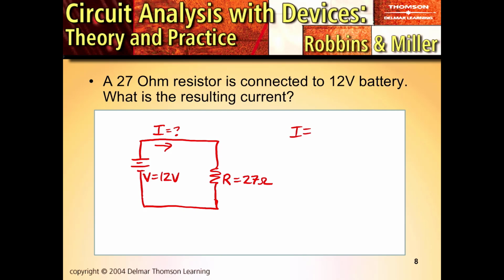So I equals 12 volts divided by 27 ohms. So that's whole units of volts divided by whole units of ohms. So that's 12 divided by 27 to give us 444 with the exponent minus 3. And we know the engineering prefix for minus 3 is milli, so that would be milliamps. 444 milliamps.